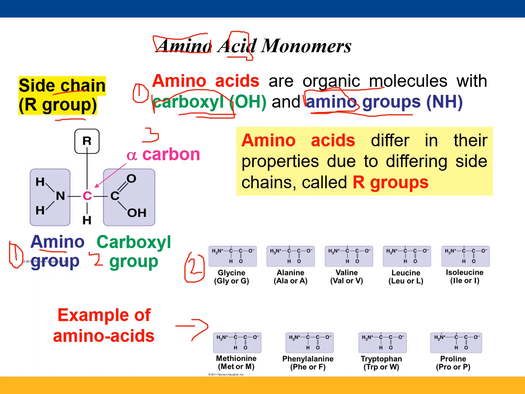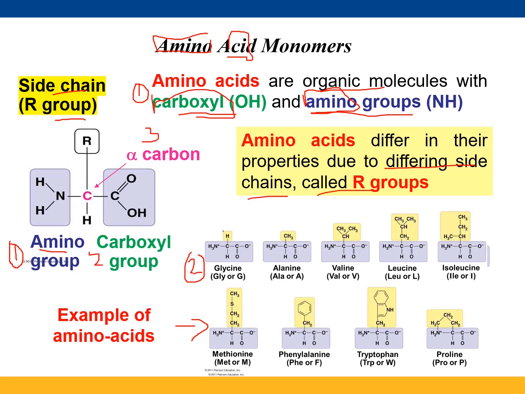Amino acids differ in their properties due to the side chains called R groups. And these are some examples of R groups. For example, in glycine there is only one hydrogen, so it's a small R group. However, here you have, for example, tryptophan, with two rings together. Here in phenylalanine, you have one ring, and there is a lot of variation in all of them. This is why they have such different properties.